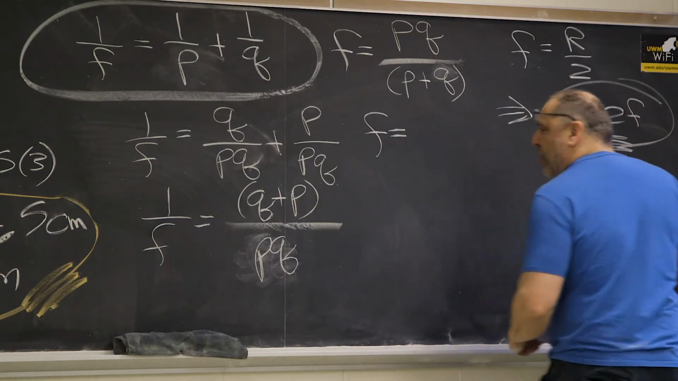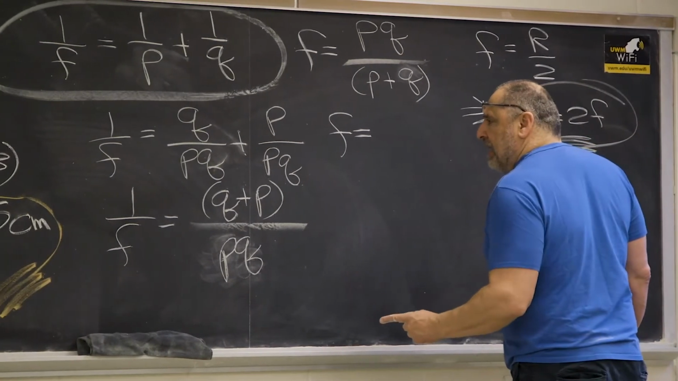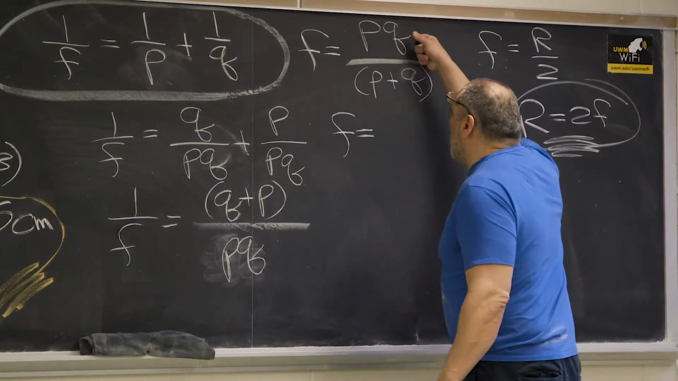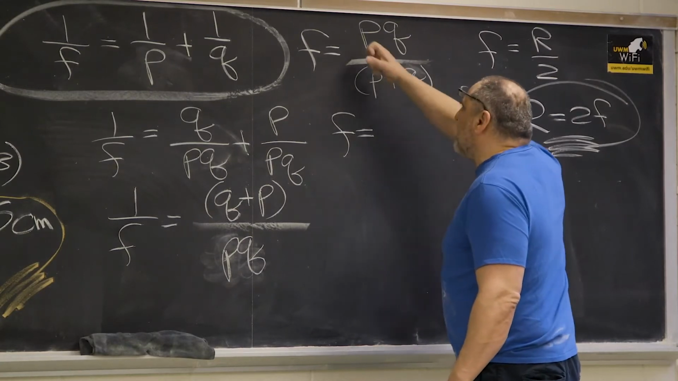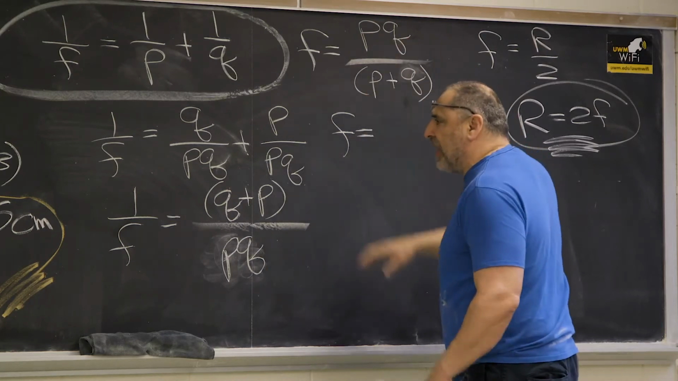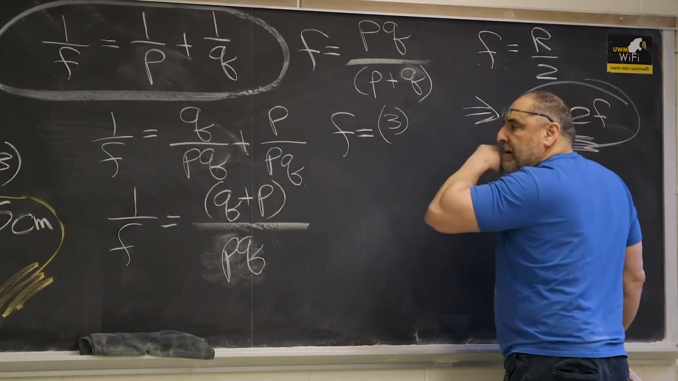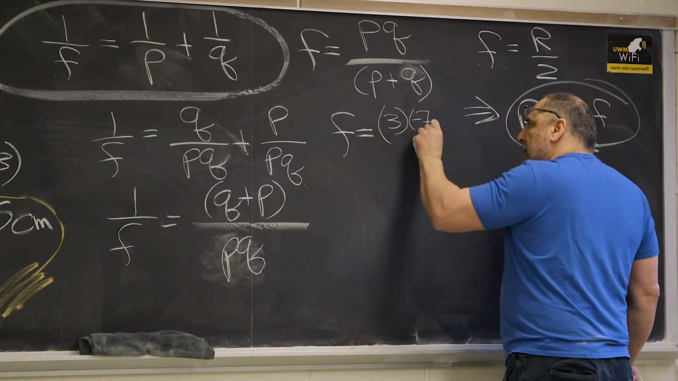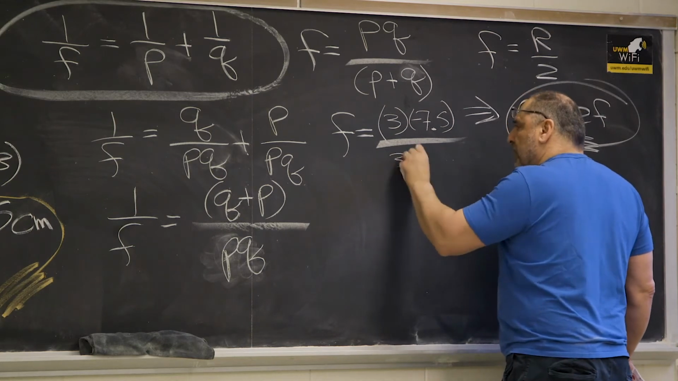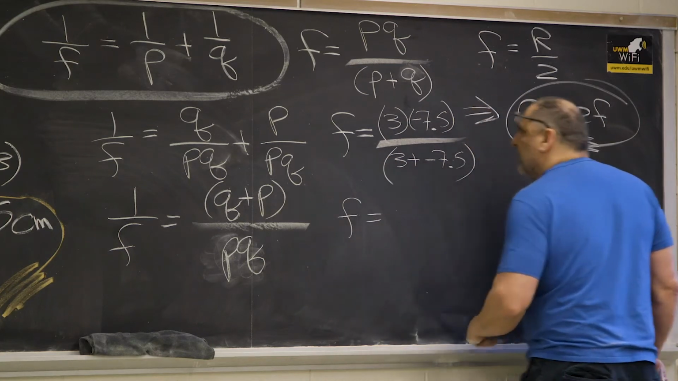So let's find the focal length. They didn't ask us what the focal length was, but they did ask us the radius of curvature, so you've got to get it under control. You've got three, these are all centimeters, so in the end the answer is going to be in centimeters. Centimeters times centimeters is centimeters squared. Centimeters squared divided by centimeters is centimeters. So we're not worried about that at all. We got 3 times negative 7.5 over 3 plus negative 7.5.